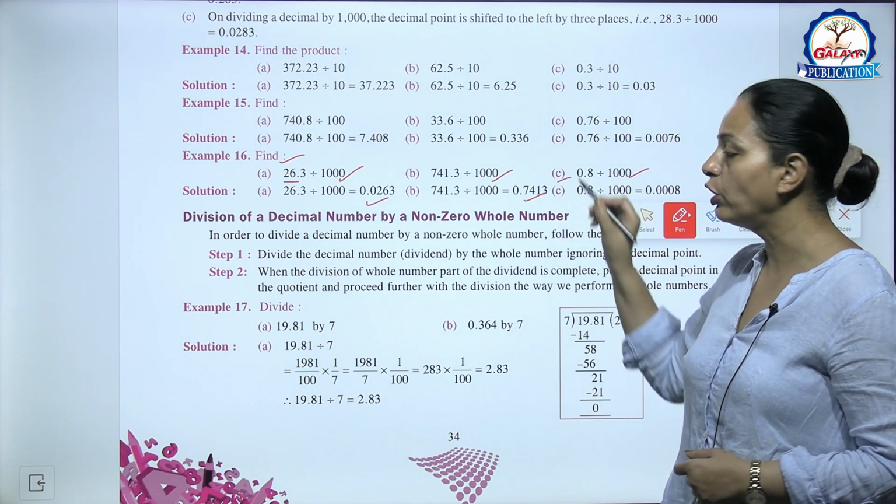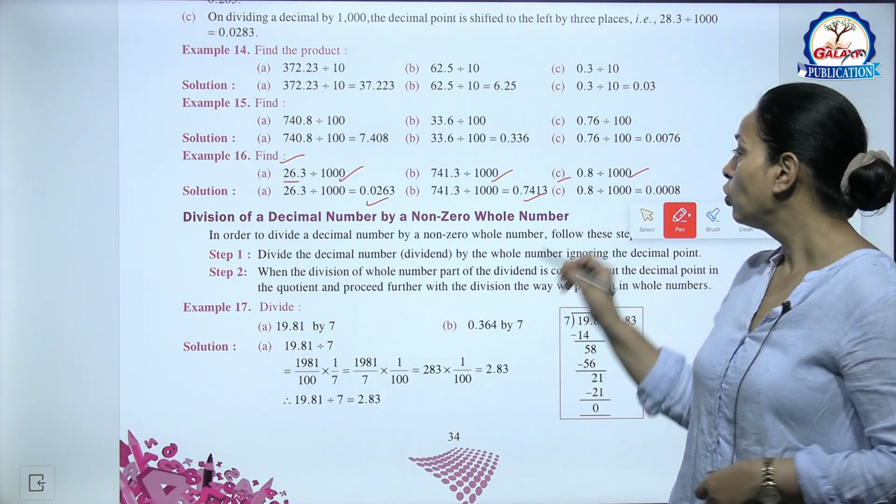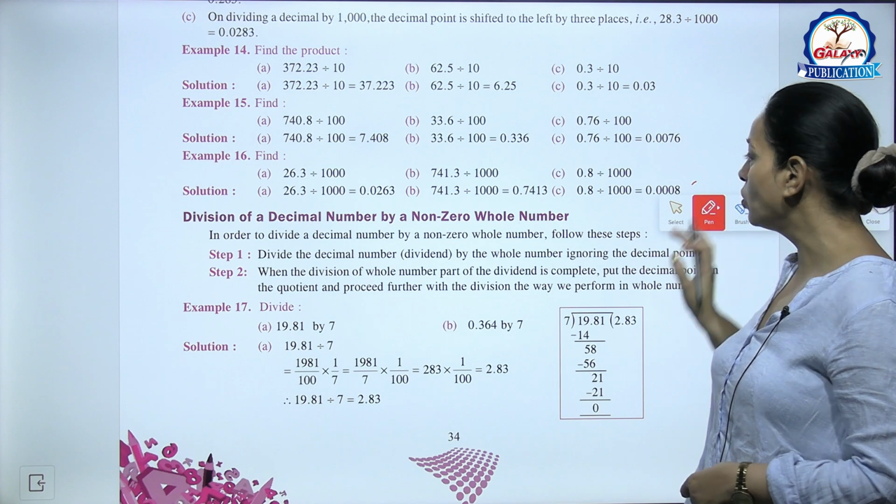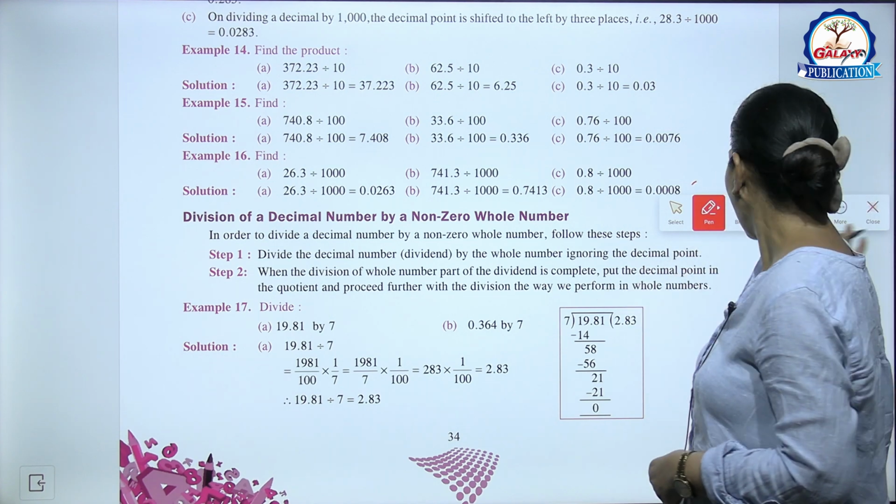Now the C part, 0.8 divided by 1000. Now the decimal is going towards left by 3 digits. तो हम 3 zeros लगा देंगे. So what will you get? 0.0008, right?